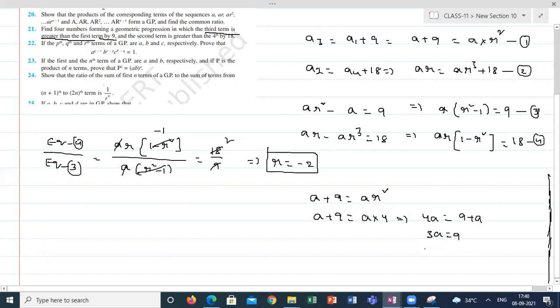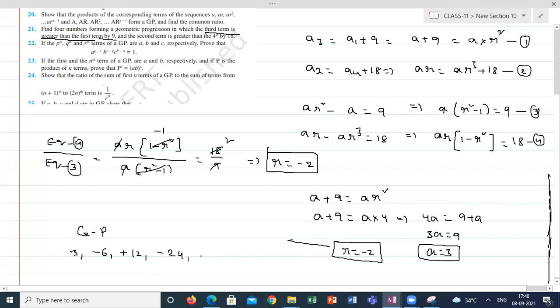3A is equal to 9, so A is equal to 3. R is equal to minus 2. And the GP is how much? 3, minus 6, plus 12, minus 24, and if I want to write, plus 48 and so on.